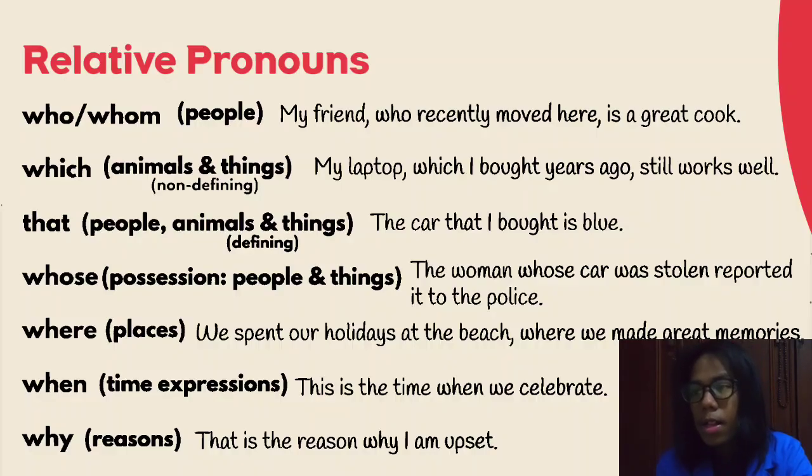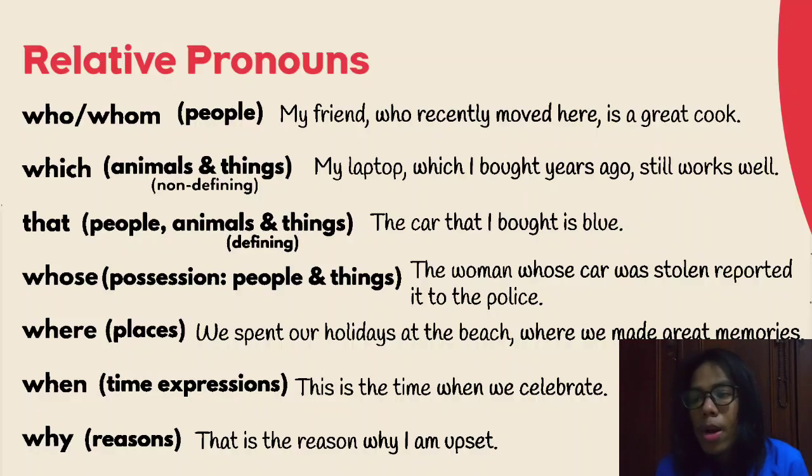And next we have that. In the example sentence, the car that I bought is blue. That can take people, animals, and things, so it's more flexible. Next, whose. Whose is used to show possession, for people and things. For example, the woman whose car was stolen reported it to the police. It describes the woman's possession, in this case the car.